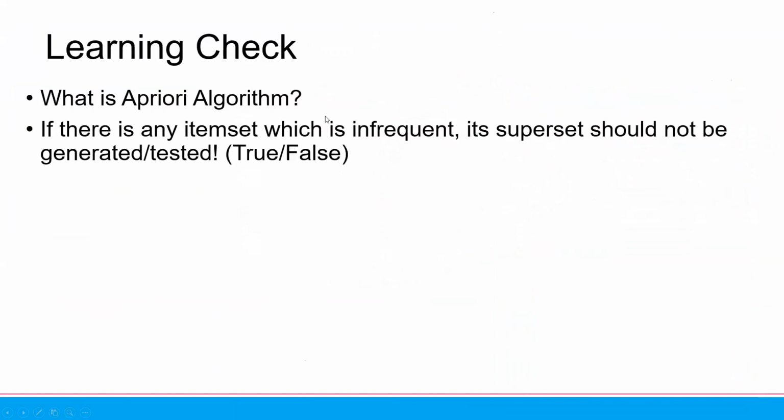So what is the Apriori algorithm? You already learned this Apriori algorithm. If there is any itemset which is infrequent, its superset should not be generated or tested. True or false? It is true.